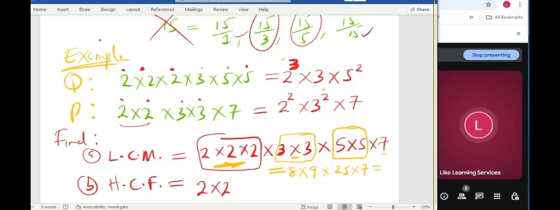3 appeared in 1 place in one and in 2 places in the other. Is it 3 times 3 in 2 places or in 1 place? In 1 place, which is the lower. Okay, can we pick 5?